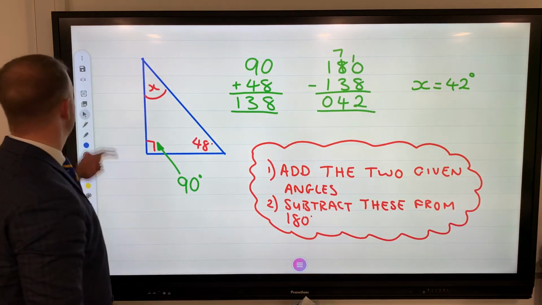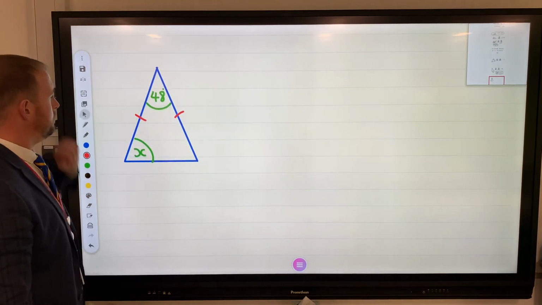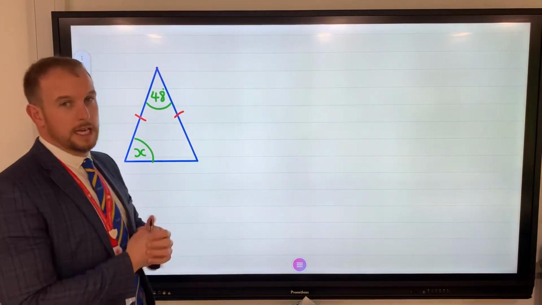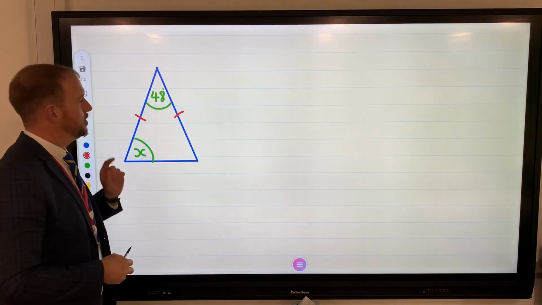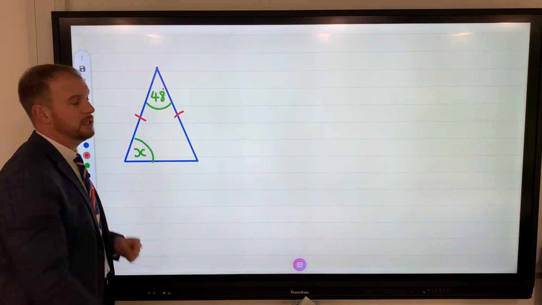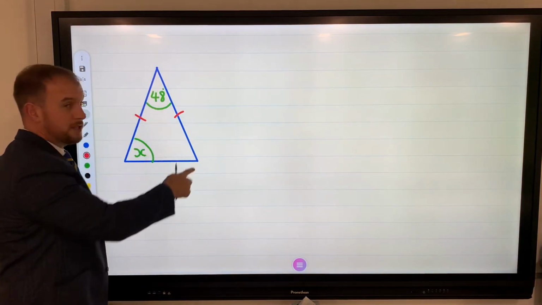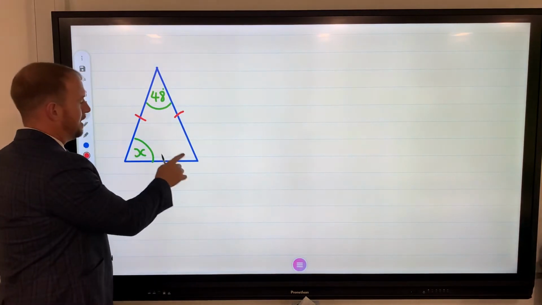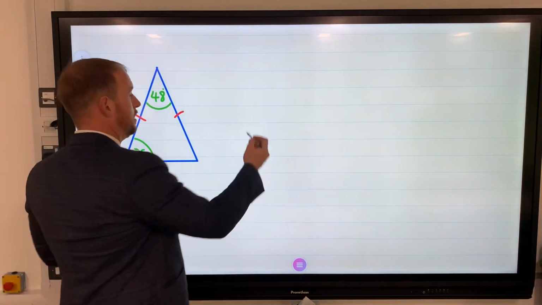Now we do have some special triangles, like this one here. Okay, this is called an isosceles triangle. An isosceles triangle has certain facts about it. These two sides are equal in length. So if these lengths are equal, these angles are equal. Okay, it is an isosceles triangle.